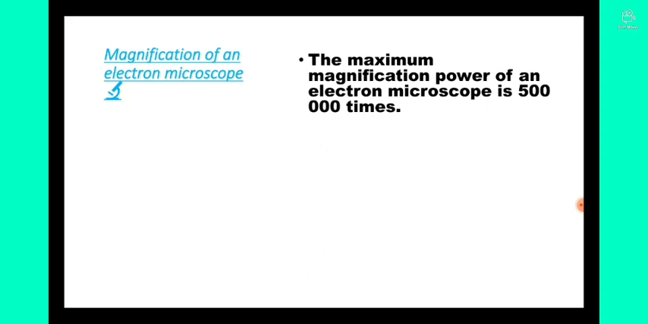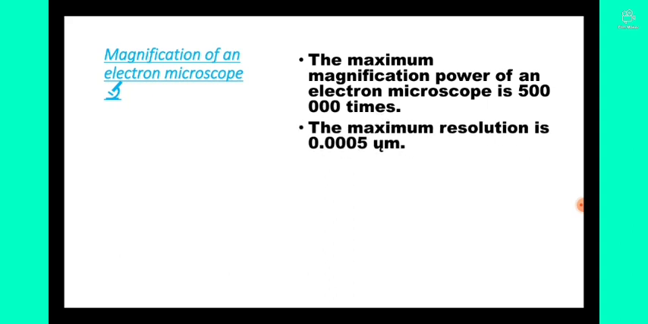So in there, the magnification power of an electron microscope is 500,000, like that. Remember that it is very big, like a table. It can be held on a table, but it is bigger than a table.